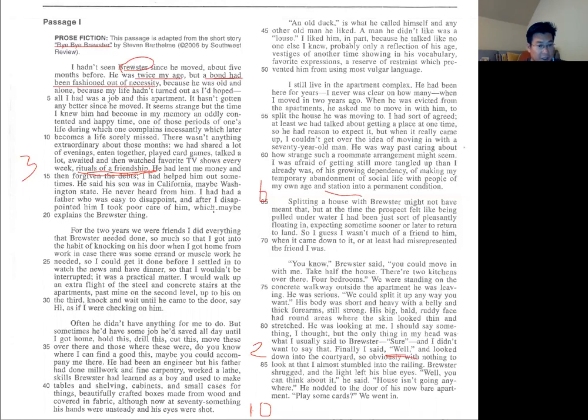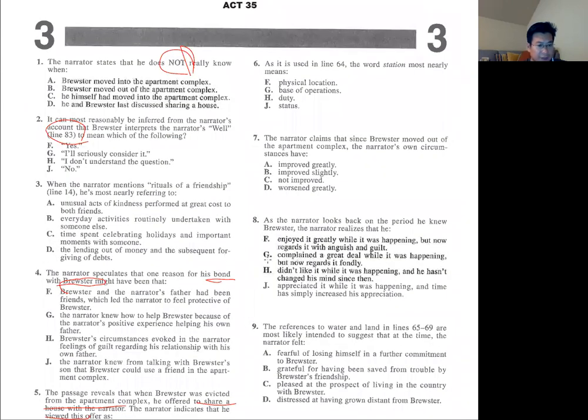And also I had helped him out sometimes. He said his son was in California, maybe Washington State. He never heard from him, and so on. So now you go to question number 3. It says rituals of friendship. What it is, is what they just do every time, the routine of the friendship. So in this case, you can simply read through whatever it says. Whatever friends do, you borrow money, the debt is forgiven, and things like that is what this is talking about.